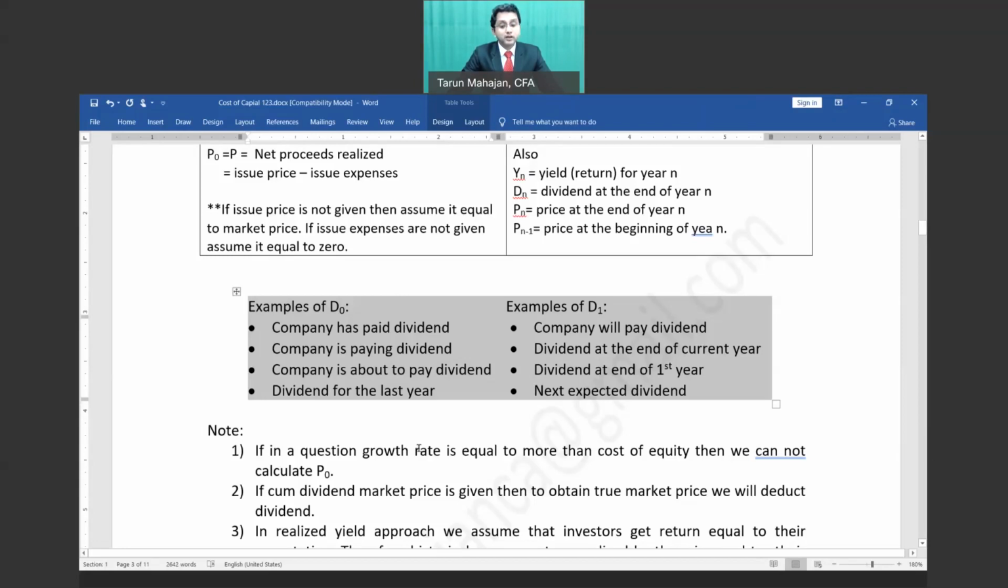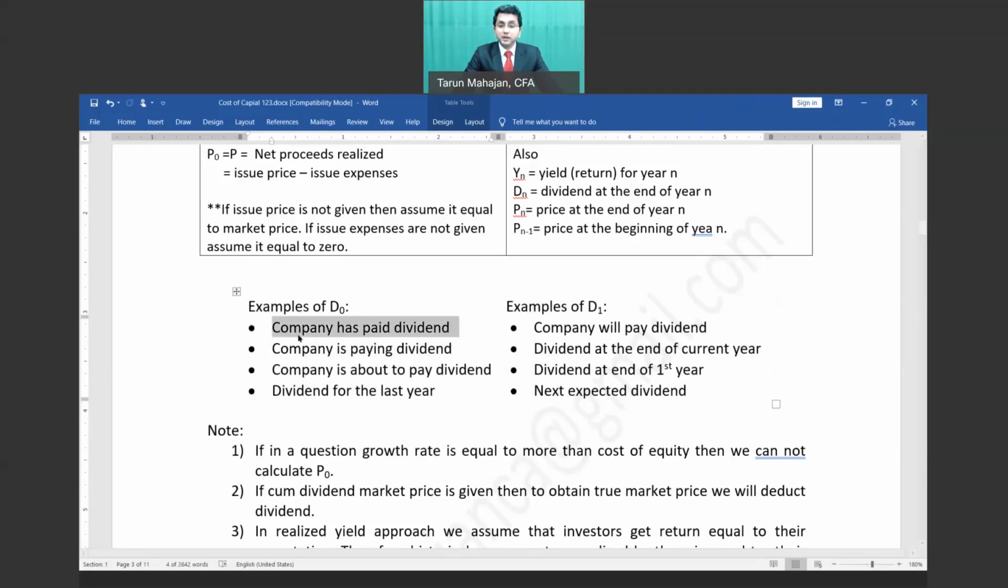How could I know that the amount given in the question is D0 or D1? Look, I have given some examples. If the question says the company has paid a dividend of rupees 5 per share, has paid, it is D0, which means current. Now, D1 means 365 days from today. So today it is 3rd of July 2020. So D1 will be on 3rd of July 2021.